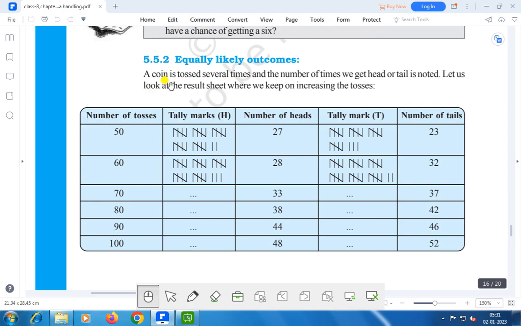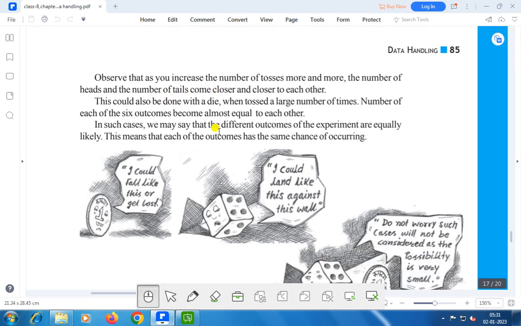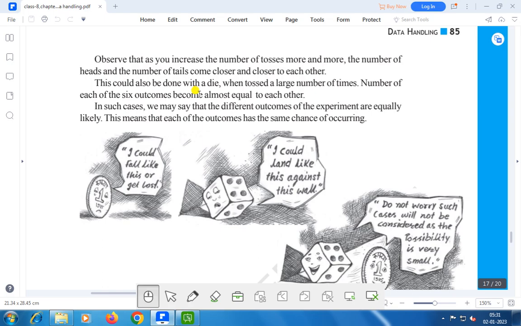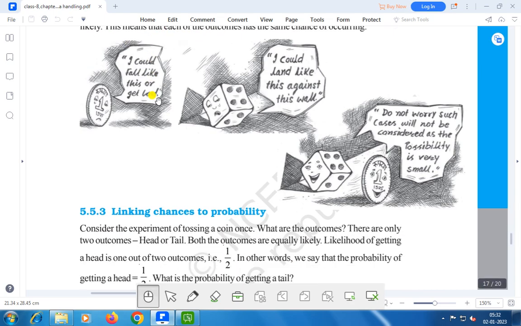Equally likely outcomes. A coin is tossed several times and the number of times we get head or tail is noted. Let us look at the result sheet where we keep on increasing the tosses. Observe that as you increase the number of tosses more and more, the number of heads and the number of tails come closer and closer to each other. This could also be done with a die when tossed a large number of times. The number of each of the 6 outcomes becomes almost equal to each other. In such cases, we may say that the different outcomes of the experiment are equally likely. This means that each of the outcomes has the same chance of occurring.